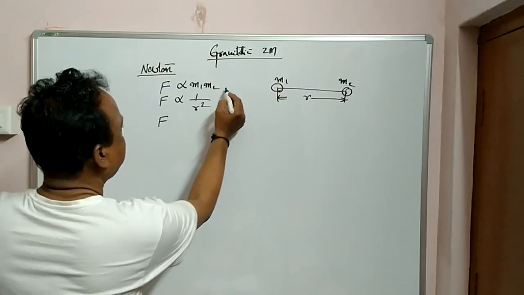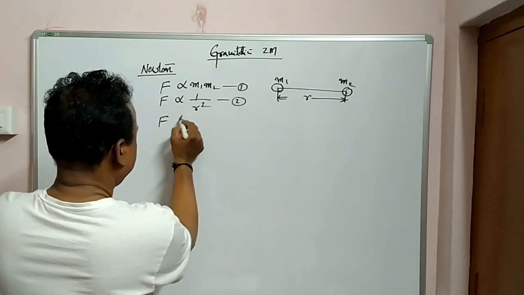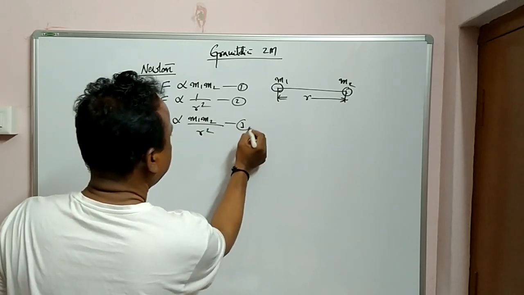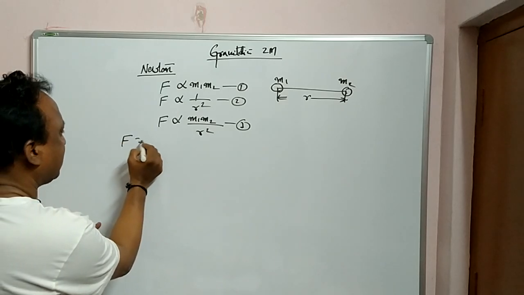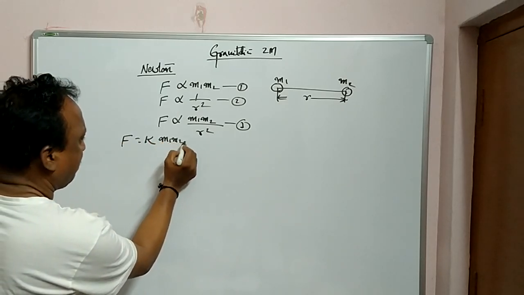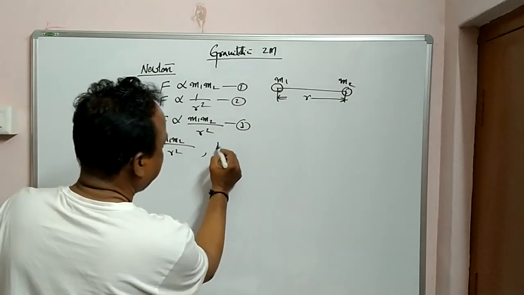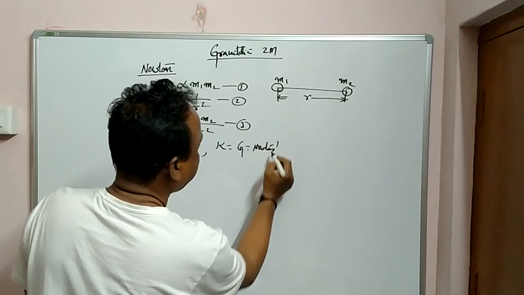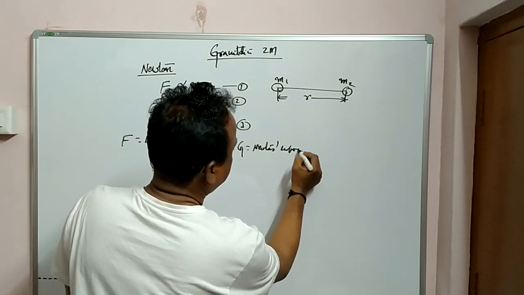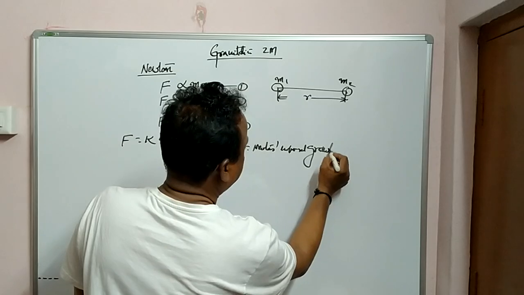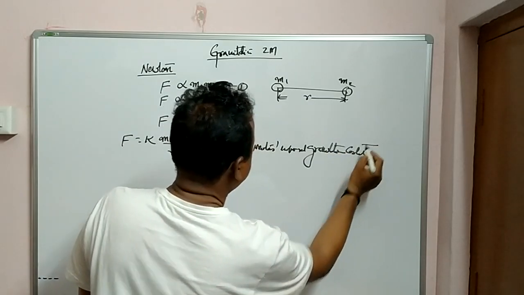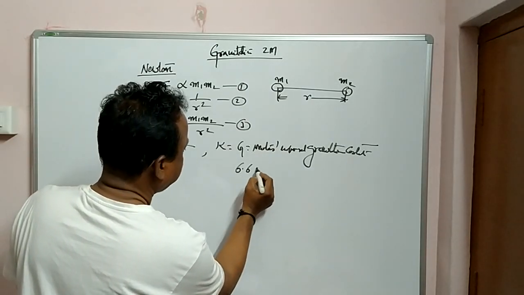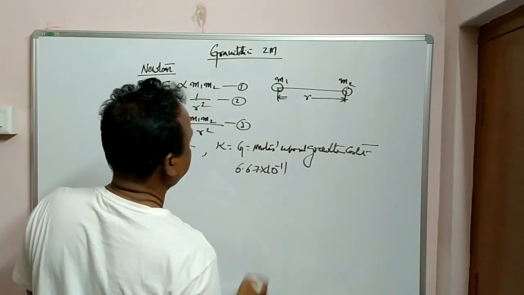Combining equations 1 and 2, you will have F proportional to m1 m2 by d square or r square. If you remove the proportionality and introduce a constant k into m1 m2 by r square, this k is called G, which is Newton's universal gravitational constant. Its value is given by Sir Isaac Newton, 6.67 10 to the power of minus 11.